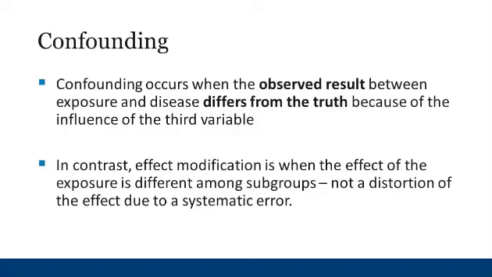So another form of bias is confounding. Confounding occurs when the observed result between exposure and disease differs from the truth because of the influence of a third variable. That's key here. In contrast, effect modification, which these terms are often used synonymously and they are not, effect modification is when the effect of the exposure is different among subgroups. So it's not a distortion of effect due to systematic error. It's simply a difference among subgroups.